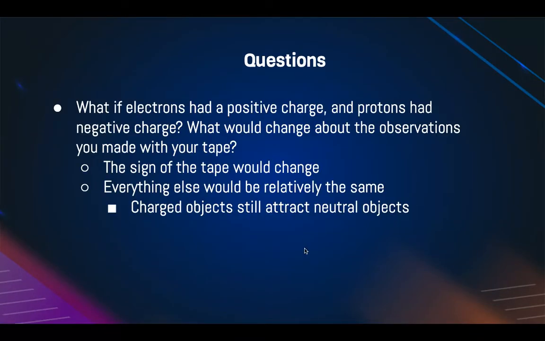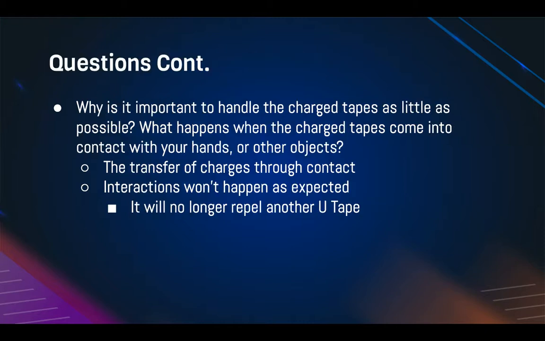So some final questions. What if electrons had a positive charge and protons had negative charge? Well, the sign of the tape would change for my experiment, but everything else would be relatively the same. Charged objects still attract neutral objects, the U-tapes would still repel each other, so the laws of physics are not broken. Why is it important to handle the charged tapes as little as possible?